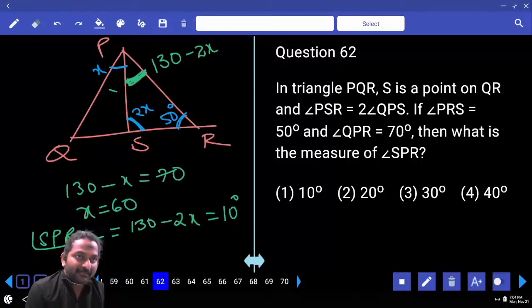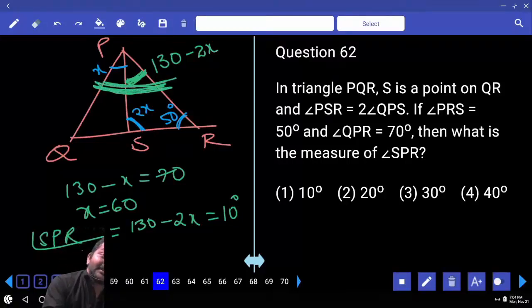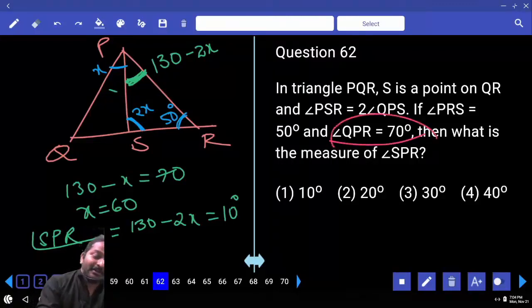Tell me, what is your doubt? We need to add both, right? What is 70? 70 is the angle at QPR. That means we have to add both, right? x plus 130 minus 2x. So that becomes 130 minus 2x plus x, that is 130 minus x. Understood? Done, everybody?